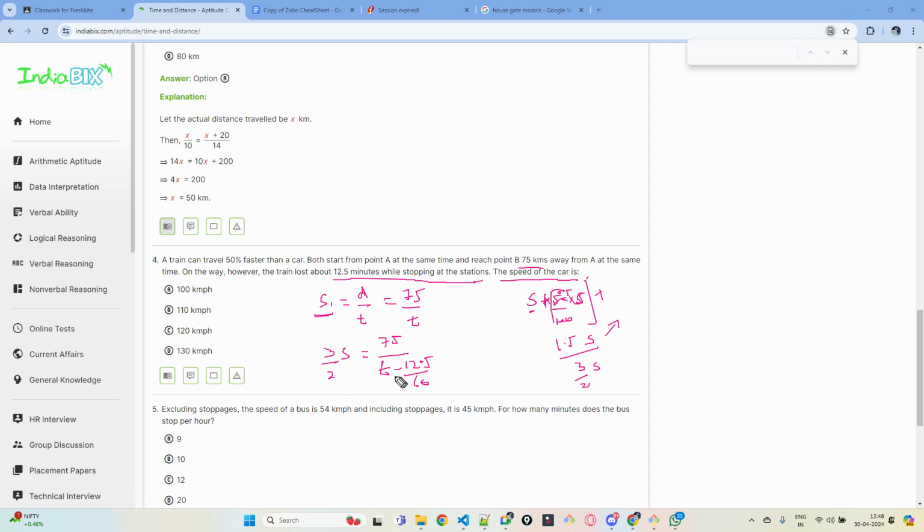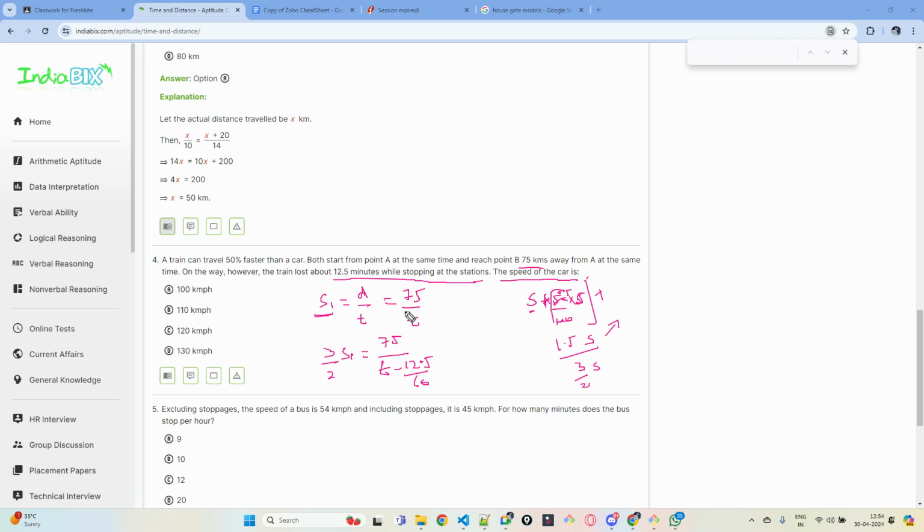In this, what you have to calculate is the speed. You can equate both the things. You can equate the time, since both the times are the same, and then you can calculate the speed. Can you try to do it?